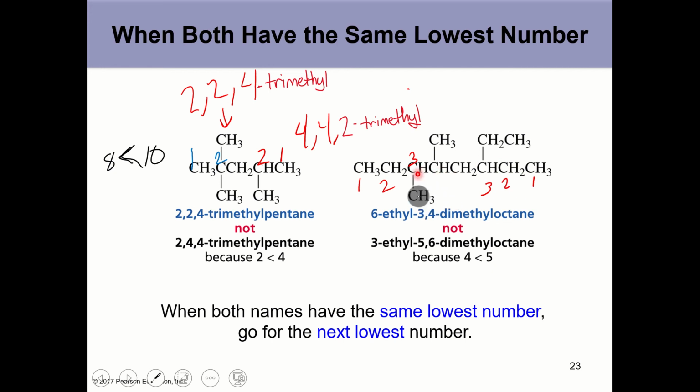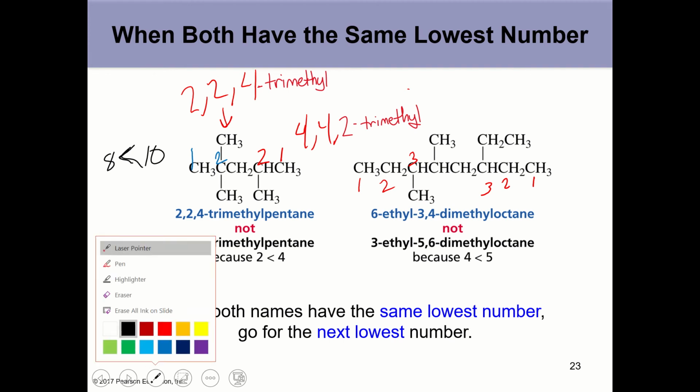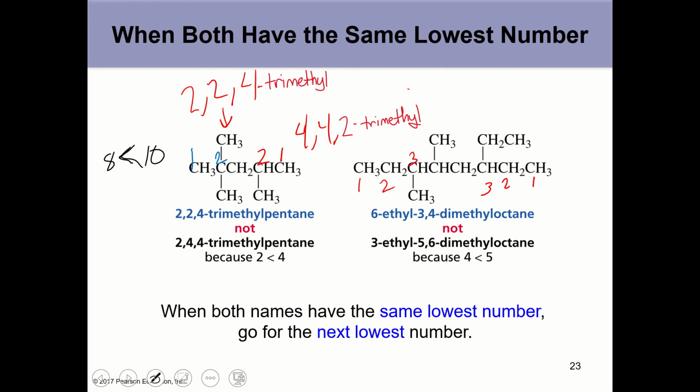And so because 4 is less than 5, then the correct numbering would give us 3, 4, and 6 for our substituents rather than 3, 5, and 6. And again, you can confirm that by doing an addition problem. We would have 13 is less than 14. So that the numbering 6-ethyl-3,4-dimethyl is correct.